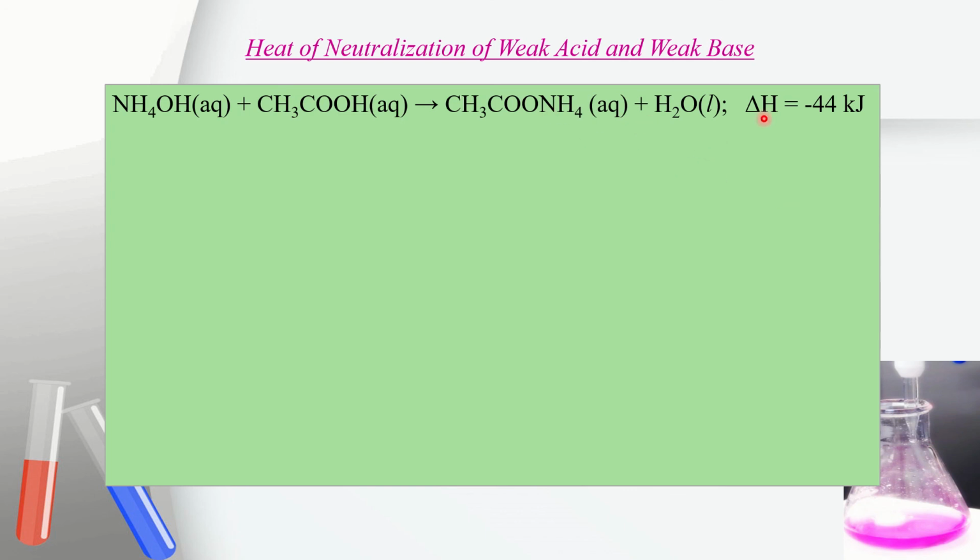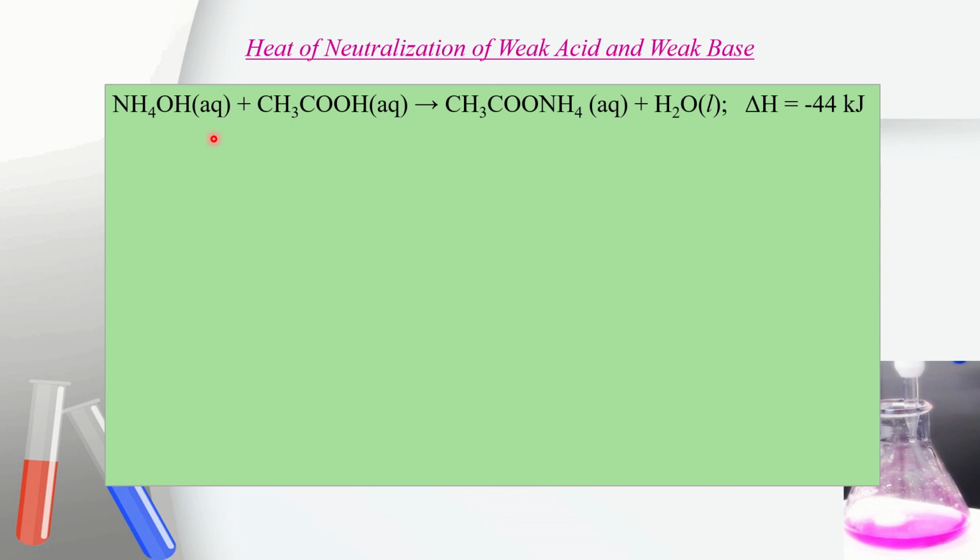And here the heat of neutralization is only minus 44 kilojoule. Look, in every reaction, weak acid, weak base, they produce salt and water. And here also water is produced. And we know that to produce 1 mole of water, 57.34 kilojoule heat energy is produced. But here, only minus 44 kilojoule heat energy is produced. Why? Because here acid and base both are weak and their ionization is only 5%.